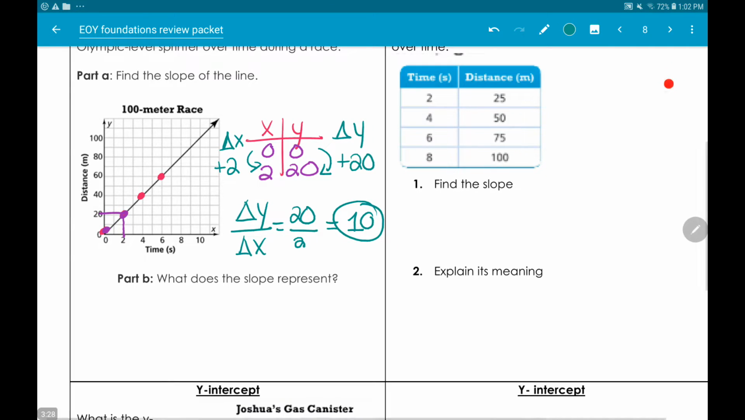Alright, so what does that represent? It represents, and this is always our format, so slope: y-axis per 1, whatever is on the x-axis.